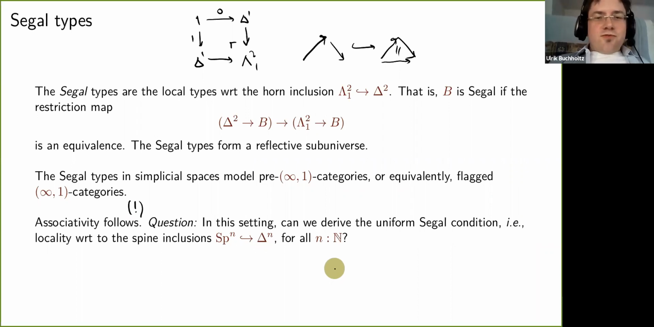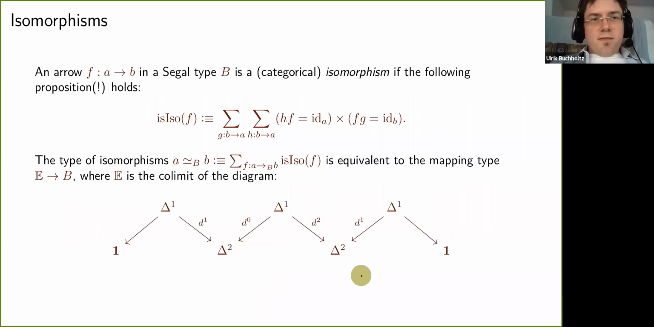You'd need to know that you're thinking about the right objects. You need to know that this is true. And in practice, you only need it for small n. So n equals 3 gives you associativity, and 4 gives you coherence of associativity, and so on. Okay. Now, how do we define isomorphism?